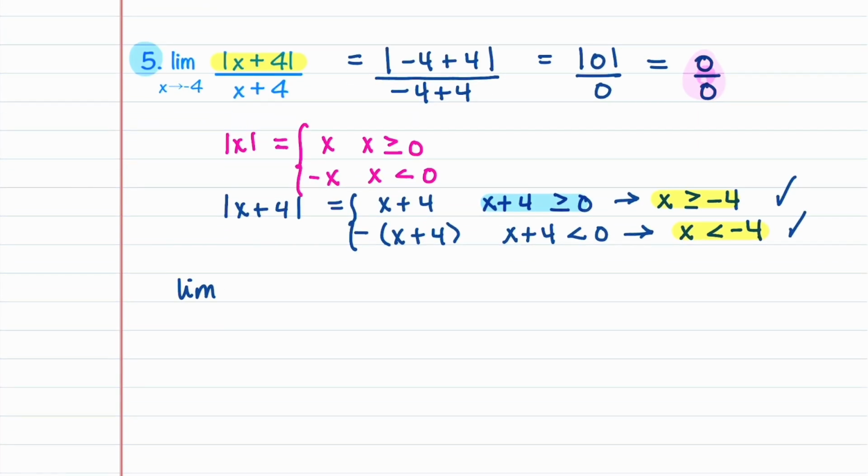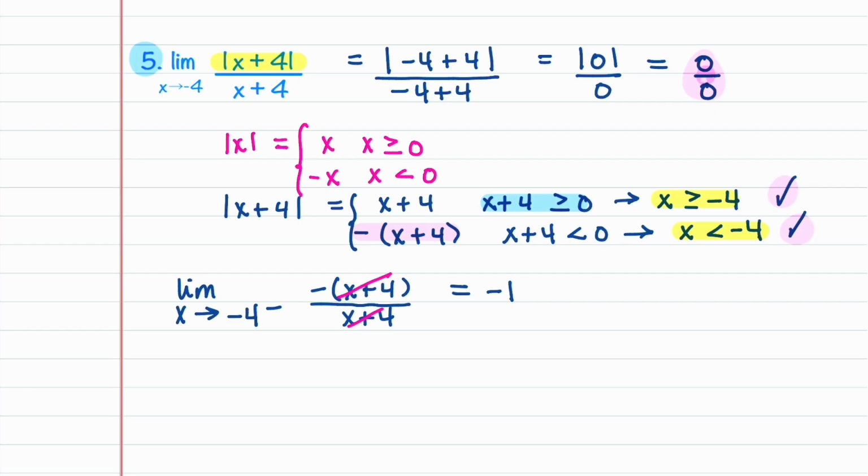Let's look at the limit as x approaches minus 4 from the left. That's going to be this piece right here because x is less than minus 4. So we're going to substitute in for our numerator minus the quantity x plus 4. So we have a minus x plus 4 on top. And then down below, we have an x plus 4. These terms cancel. So we're left with a value of minus 1.